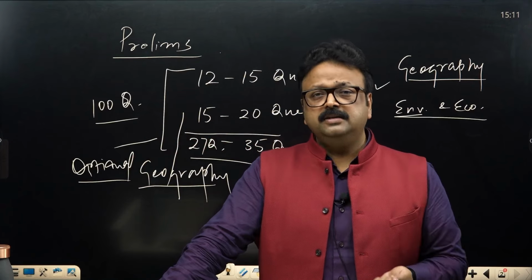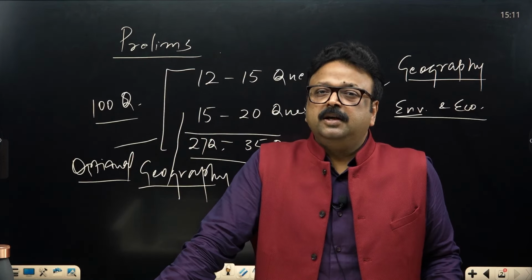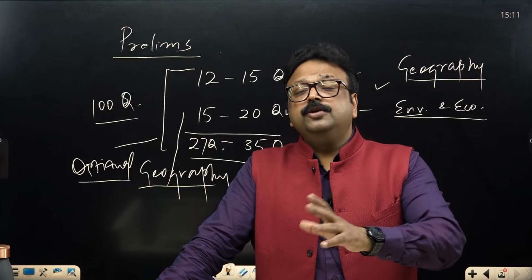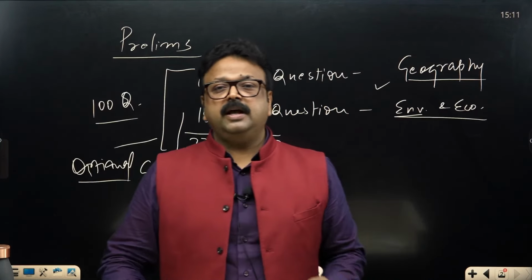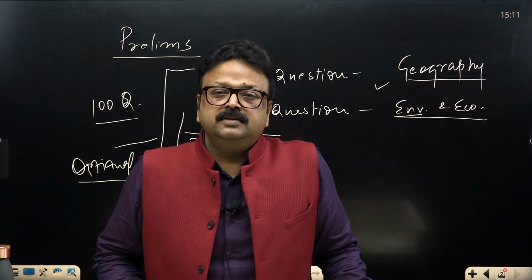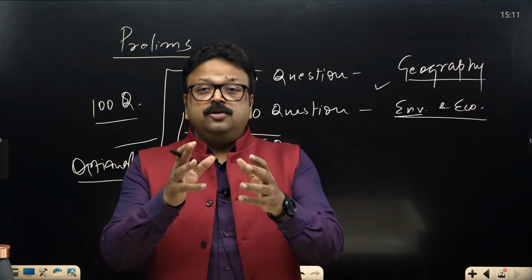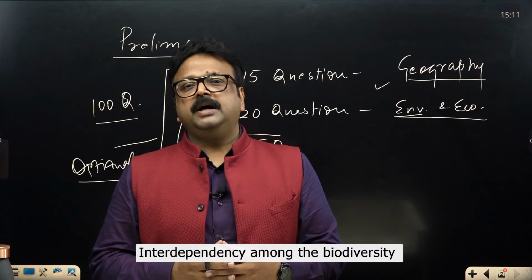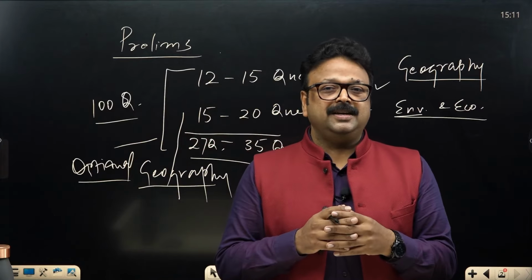Not only this, there are many such examples, like Indian laurel. Indian laurel is a tree which is actually pollinated by bats. If bats go extinct, there will be co-extinction, and Indian laurel is also not going to exist, isn't it? So this is a kind of interdependency among the biodiversity, and we are losing this biodiversity.